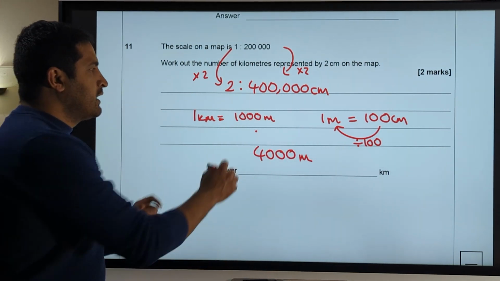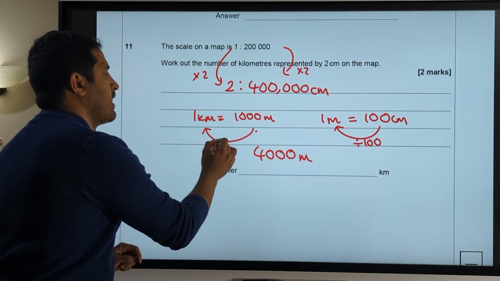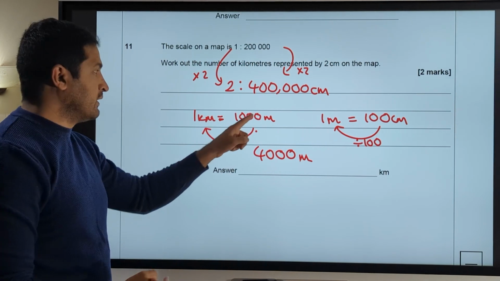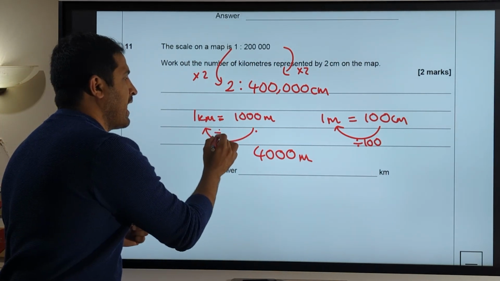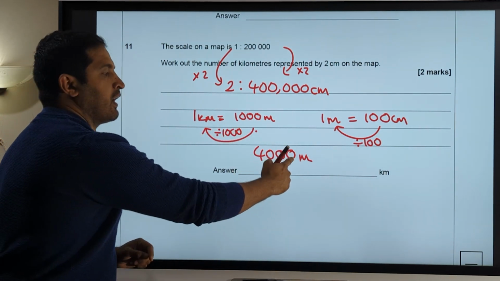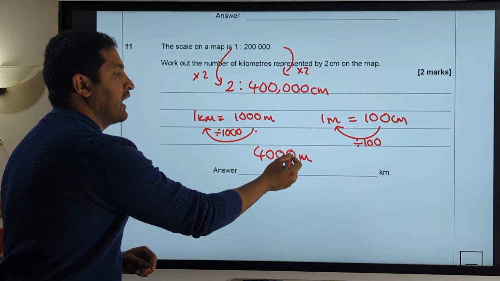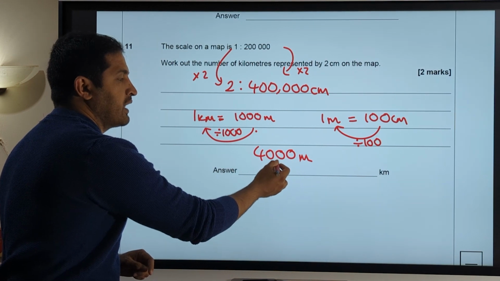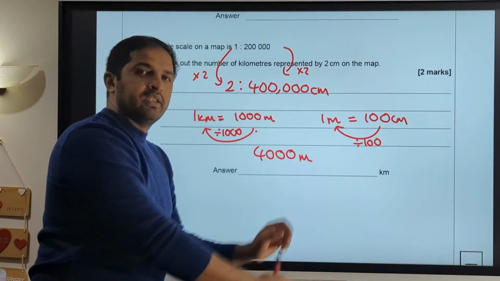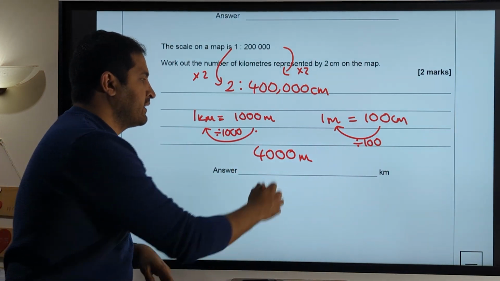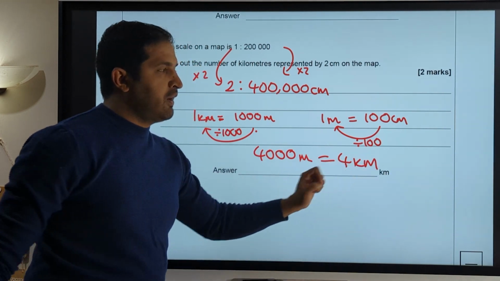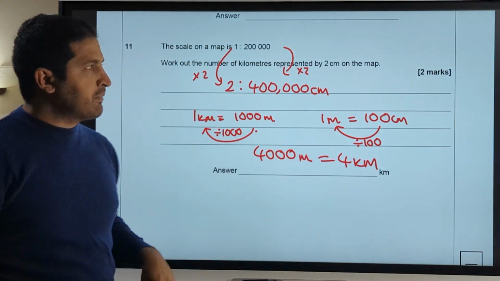Then from meters to kilometers, I'm going from 1,000 to 1, so I'm dividing by 1,000. 1,000 to 1 means divide by 1,000. So you're getting rid of these three zeros. Again, there's a decimal at the end. You're moving that decimal 3 places forward, or moving the entire thing 3 places to the right. So you get 4 in the unit place. That is the same as 4 kilometers. So if you get 4 kilometers, you get your second mark.